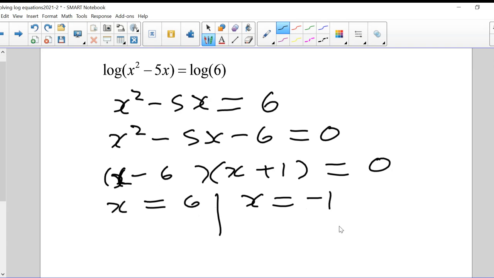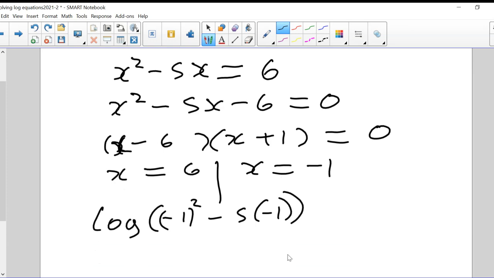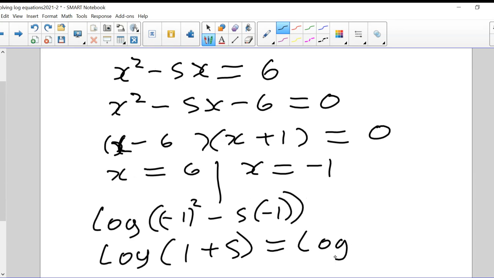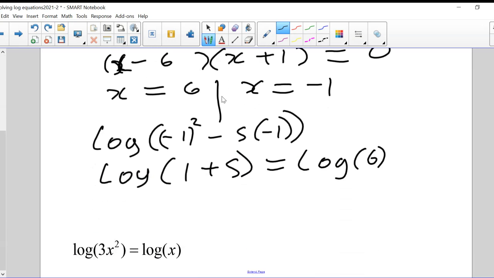I'm going to put them both into the original equation. So it's the log of minus 1 squared, minus 5 times minus 1. That's what we're trying to do here, Harish. Now, minus 1 squared is just simply 1. Minus 5 times minus 1 is plus 5. So guess what? This is the log of 6, which, by the way, is what we said this was equal to. So that's good. Nothing wrong with the minus 1.